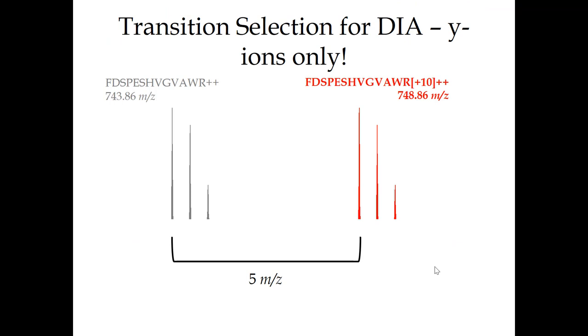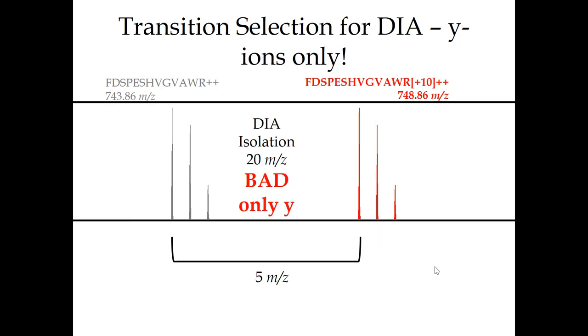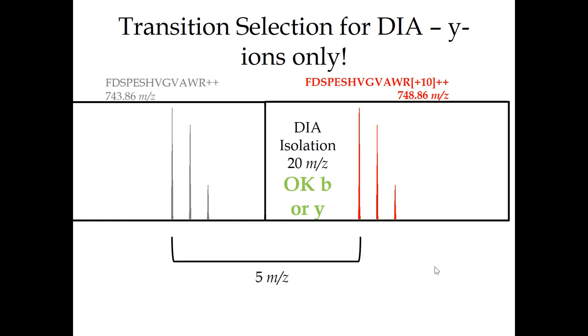What would happen, for example, is here's a peptide where the heavy standard's here and the light one's here. They're 5 m/z apart. With SRM, it doesn't matter. You can quantify with the B or Y ions for this particular peptide, because they're not going to be co-isolated. But if you start doing DIA with 20 m/z wide windows, and then you use only the B ions, they're all going to have the same mass to charge. They're not going to include the modification. So be careful about that if you're doing DIA experiments.